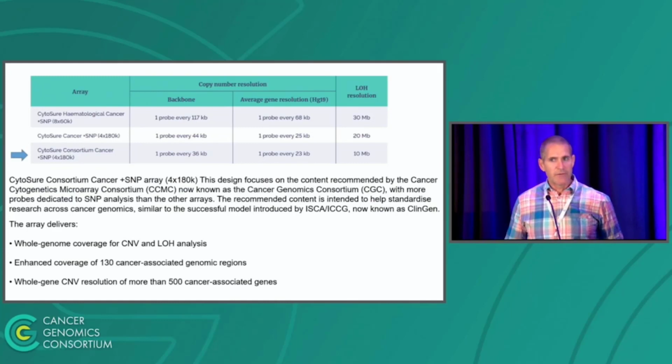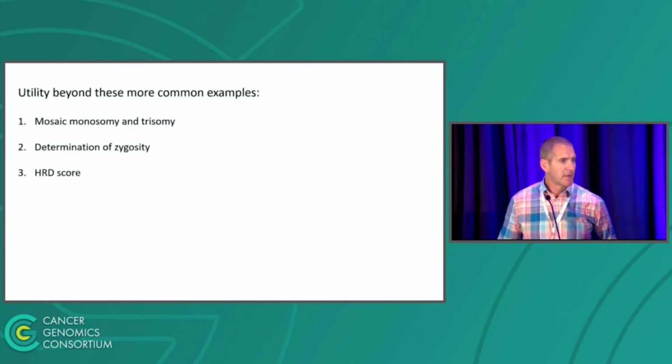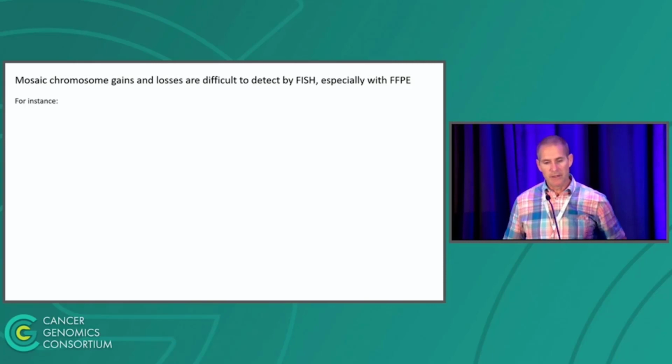This is the platform that we're using, and you can visit OGT to take a look at it. It's a 4x180, and there is targeted coverage across oncology-associated genes and SNPs across the genome. Again, we're going to talk about these different examples of how we use the SNPs and how we're using the arrays beyond just the copy number detection.